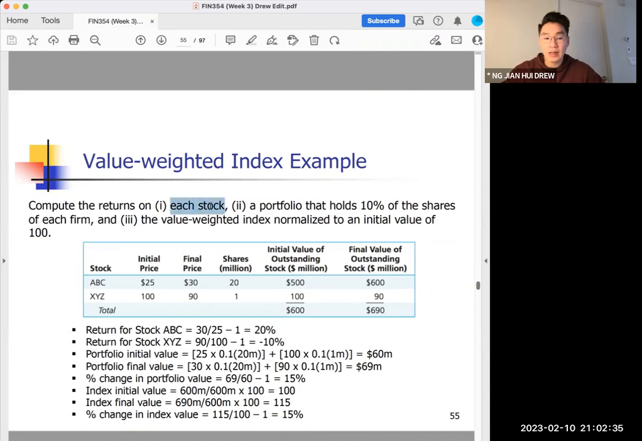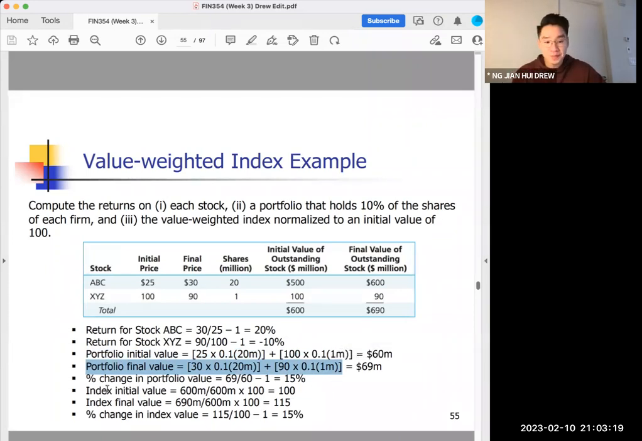All right. Again, this is the same question, but now we are given the information for value weighted. So calculate the returns for each stock. This I will not go through, it is basically the same thing. You just calculate the value. Now, you want to calculate the return of a portfolio that holds 10% shares in each firm. So we know that ABC and XYZ will hold 10% each. Because of that, we can calculate the value of the 10% of each at the initial price or initial value. And then we multiply by the final portfolio value, by the 10% or so.